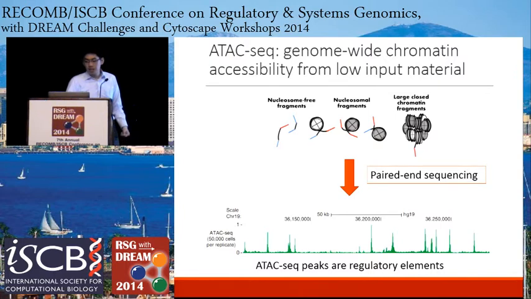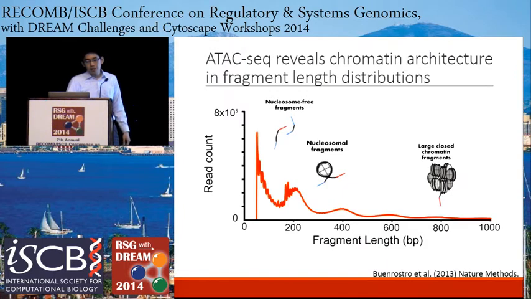accessible fragments. So, for instance, if we look at the global fragment length distribution that we obtained in a human lymphoblastoid cell line, we can see that there are unique peaks at different fragment lengths, which are actually associated with different aspects of nucleosome architecture. There is a noticeable peak at about 50 to 100 base pairs, which is associated with the nucleosome-free fragments.